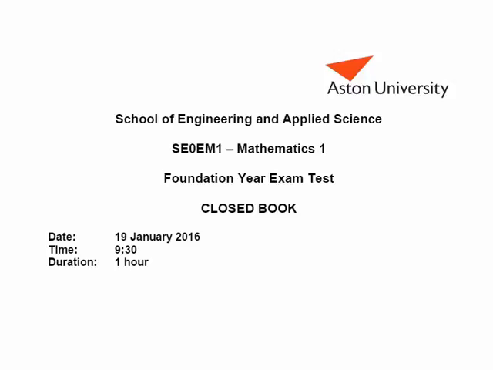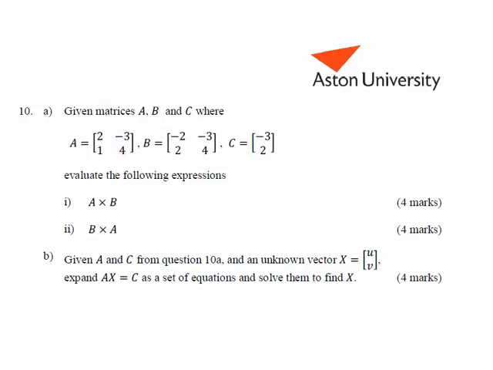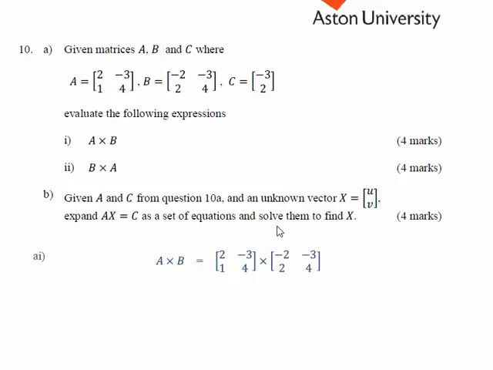Mathematics 1, January 2016 exam, question 10. Given matrices A, B and C, evaluate the following expressions. To multiply two matrices together, you multiply the rows in the first matrix by the columns in the second matrix.